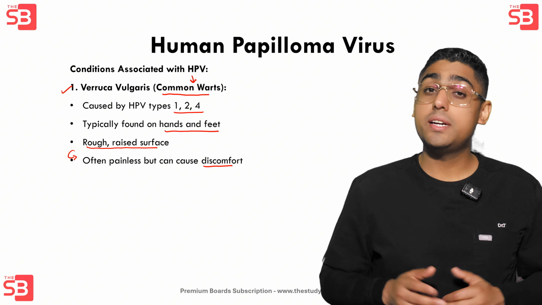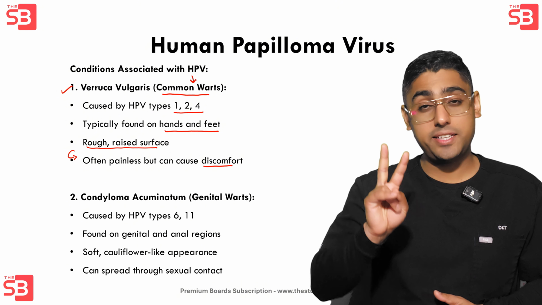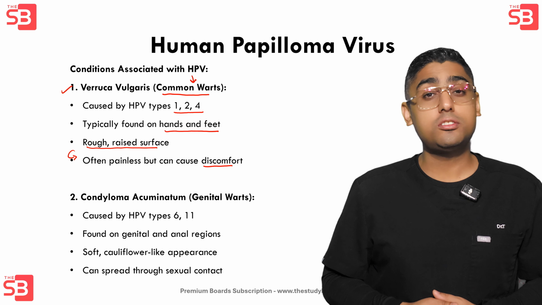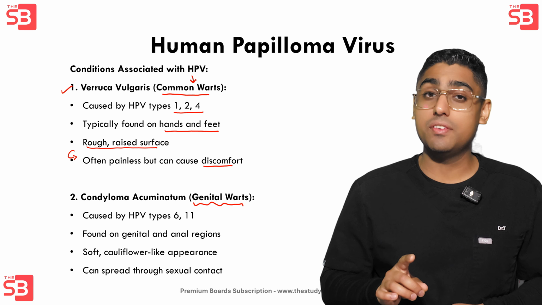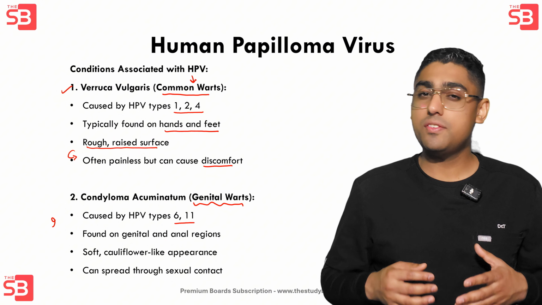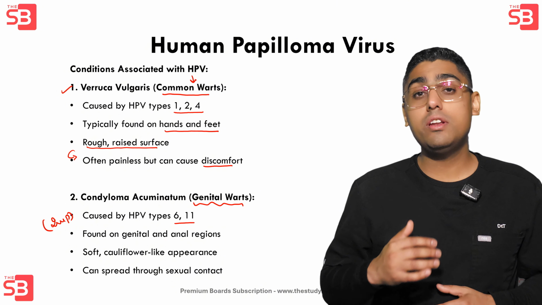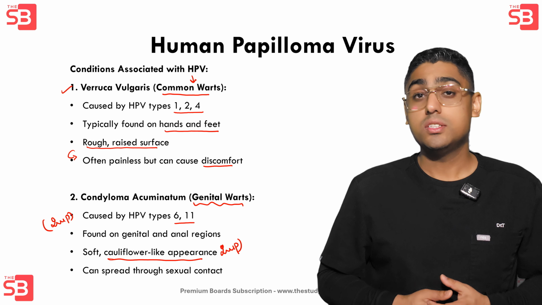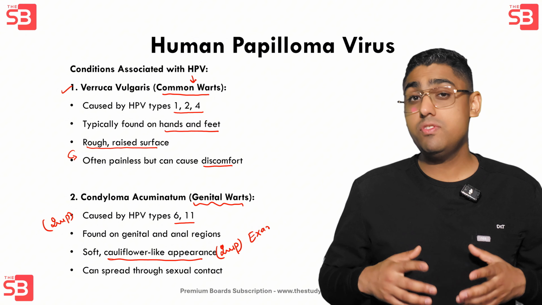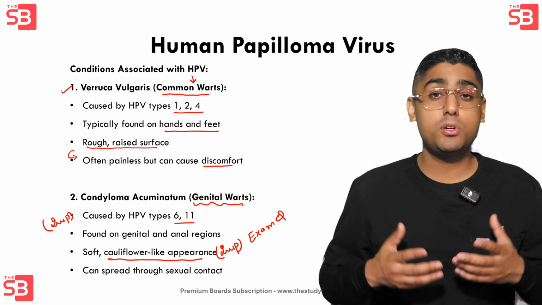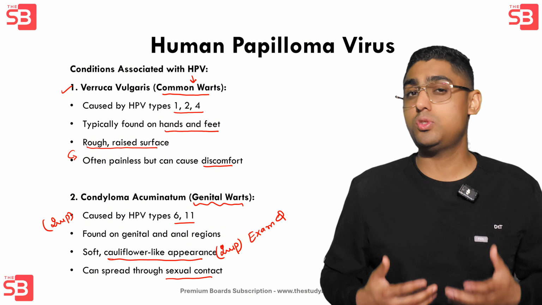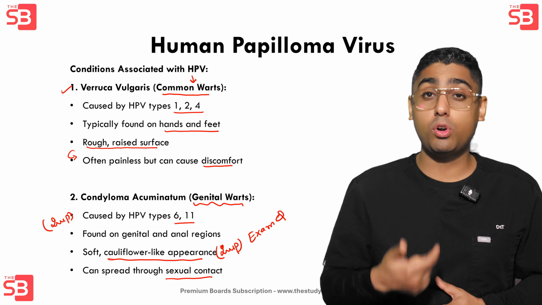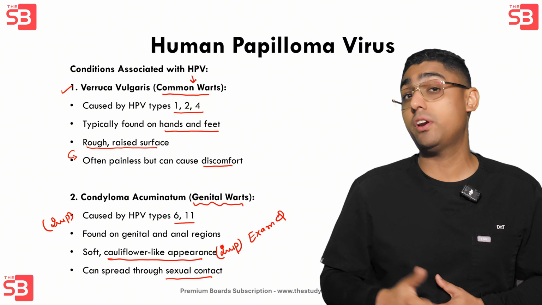Now, the next one is condyloma acuminatum. That is the second one that I had talked about. Or you can call them genital warts, which are caused by HPV types 6 and 11. Very important. And these lesions have a characteristic soft and cauliflower-like appearance. This is an exam question. And they spread through sexual contact, and they can be even more concerning due to their location and potential to cause discomfort or stress. Treatment for both these conditions involves removal of these warts through medications or procedures like cryotherapy.